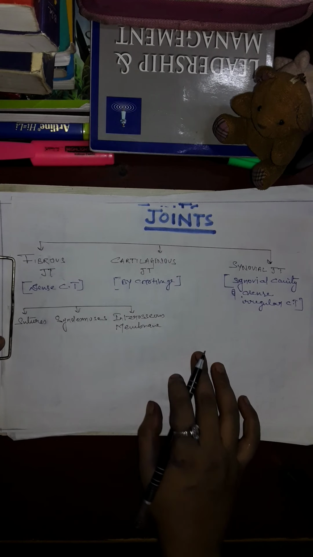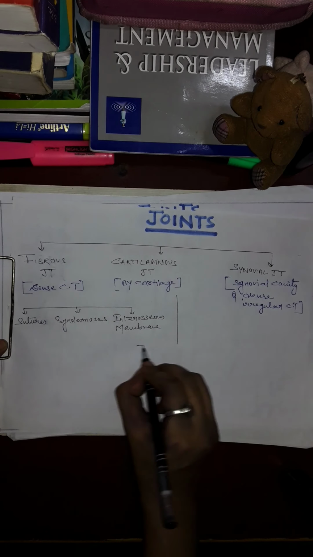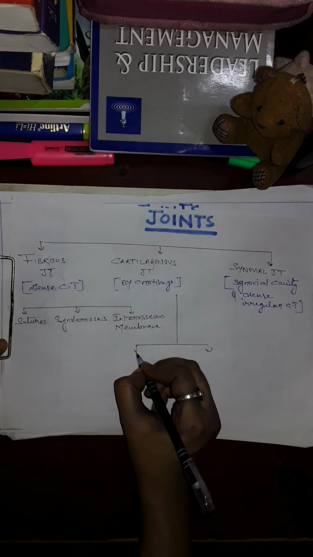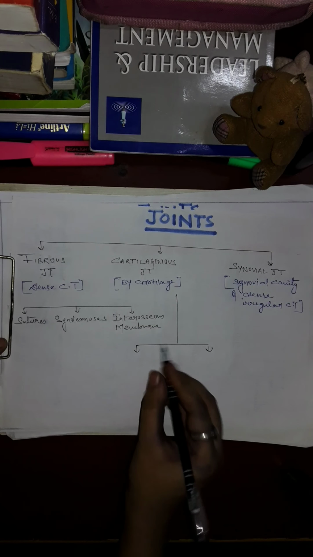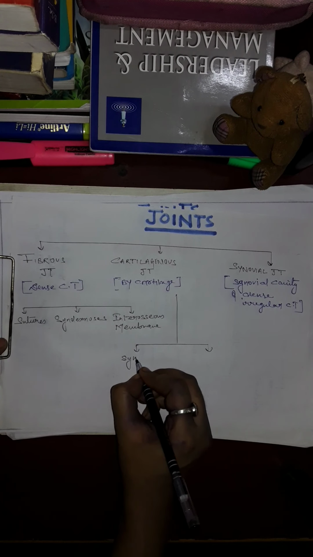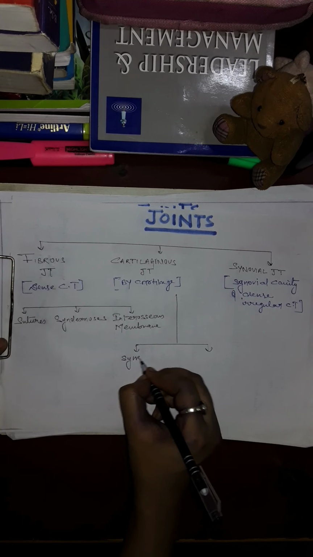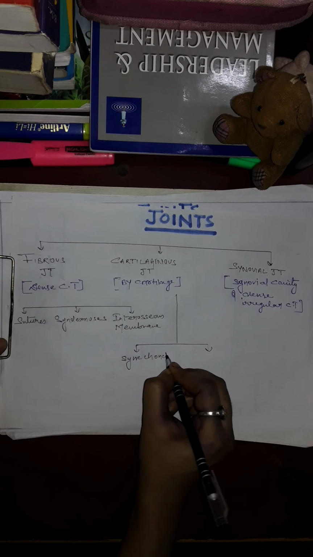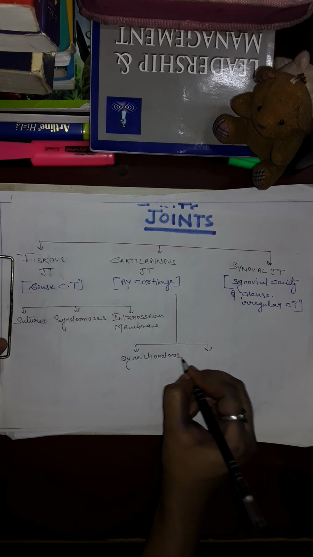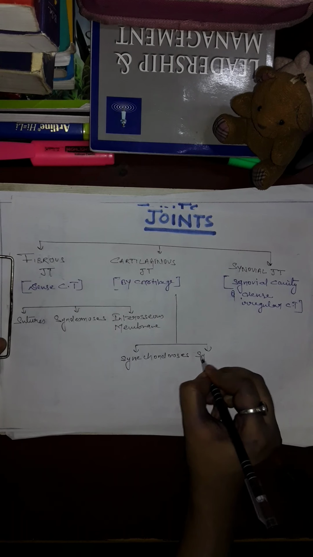Next we will see the divisions of cartilaginous joint. They have two divisions. The first one is synchondrosis, and the second one is symphysis.